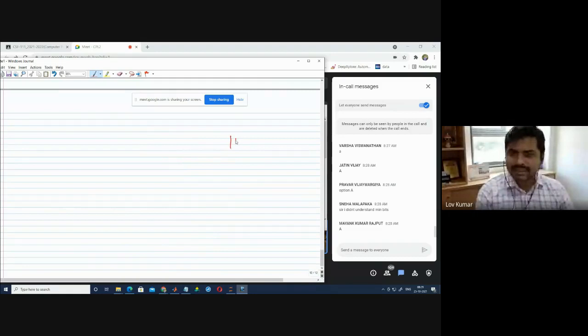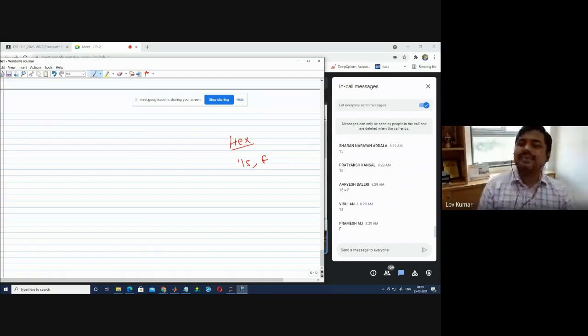Okay, hexadecimal. In the hexadecimal, what is the maximum number we can write in a single place? It is 15, not 16, because you are always writing the remainder value. So either we can write 15 or we can write F. Clear? Either we can write 15 or we can write F.